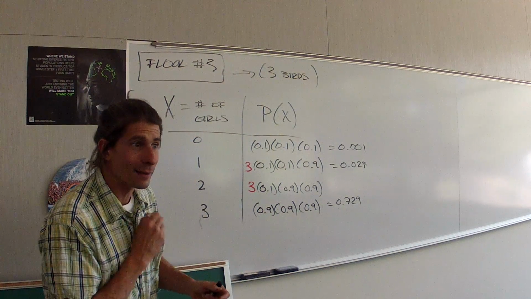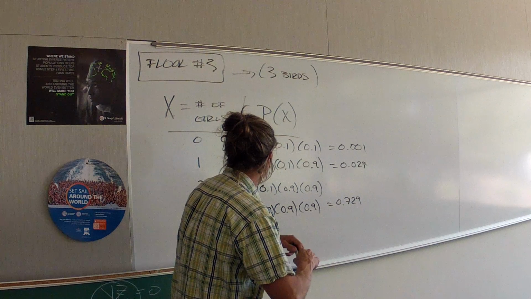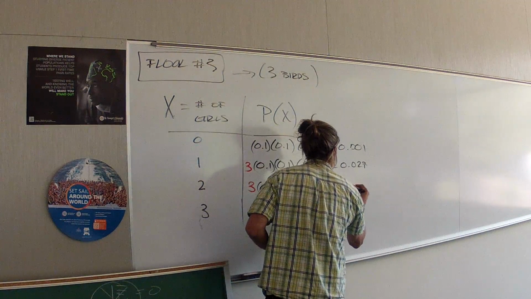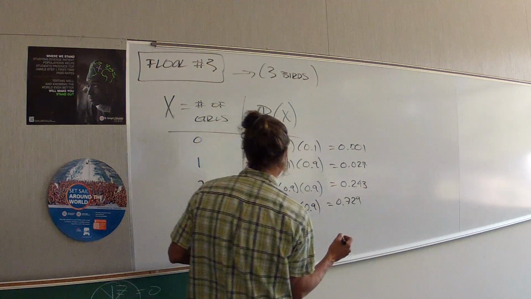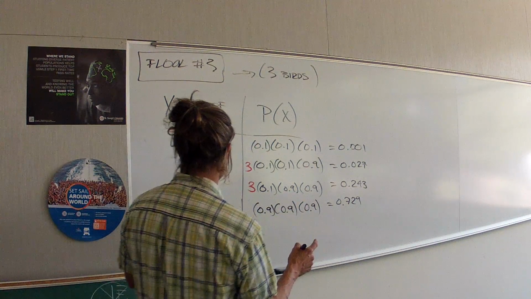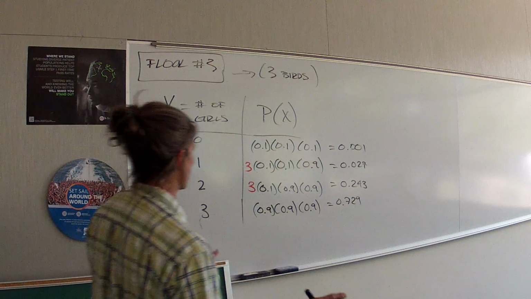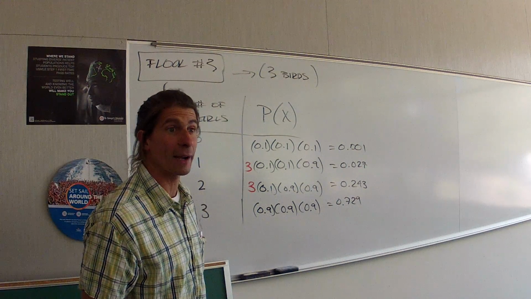Multiplied by 3 again. So we got 0.081, times 3, 0.243. Check my math on that one, friends. Is that right? No, that's not right. I got to carry something. Oh, that is right. 0.243. Yeah, that is right. I didn't have to carry anything. We're good.